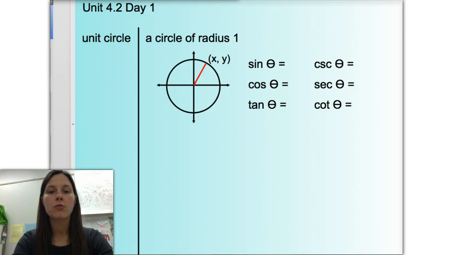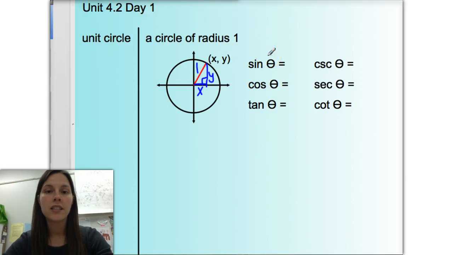If you think about dropping a line straight down to create a right triangle, you can see that the horizontal side of the triangle is the x-coordinate of the point on the unit circle. The vertical side of the triangle is the y-coordinate. And because it's a unit circle, it has a radius of 1. So we can use this right triangle to set up our 6 trig ratios.